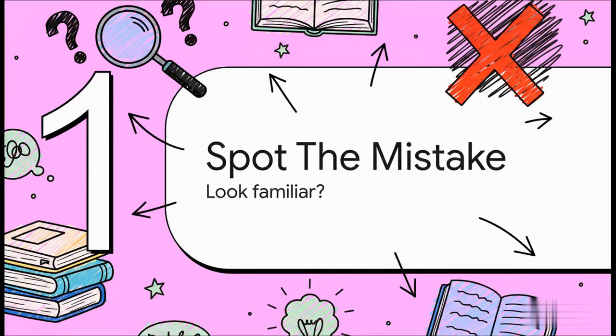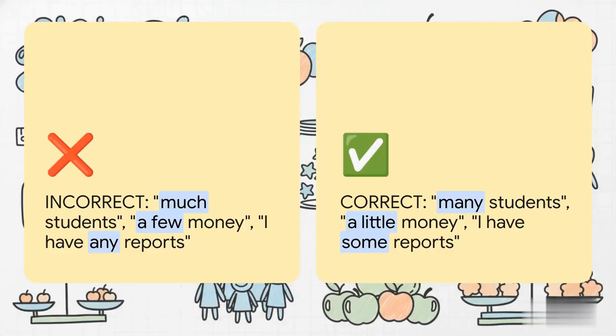All right, let's just dive right in. We're going to kick things off by spotting a few mistakes that pretty much everyone makes when they're learning English. So have a look at these next sentences. Do they look a little familiar? So take a look at that column on the left. Much students, a few money. Something about that just doesn't quite sound right, does it? Now be honest, have you ever used phrases like these?